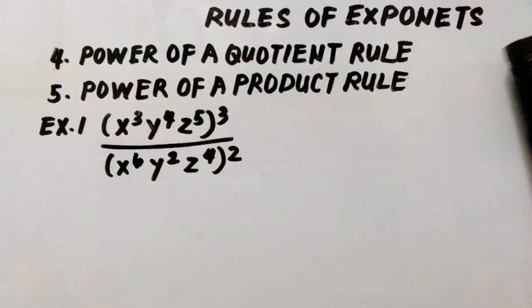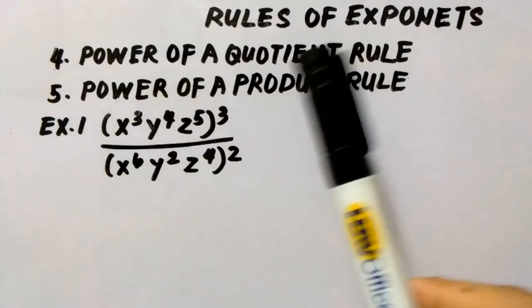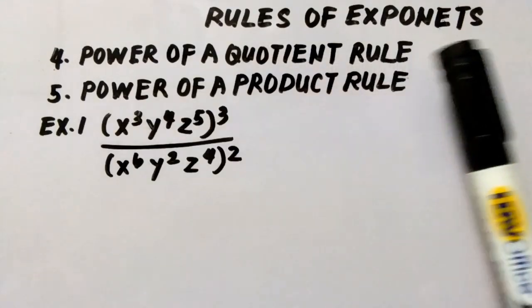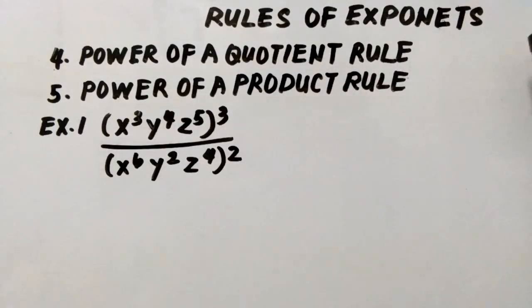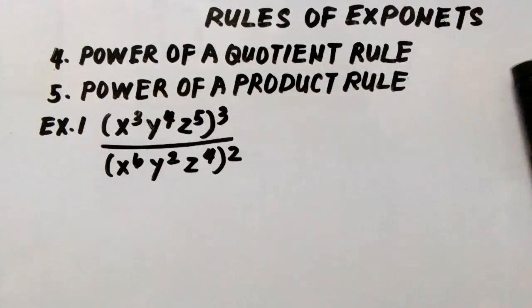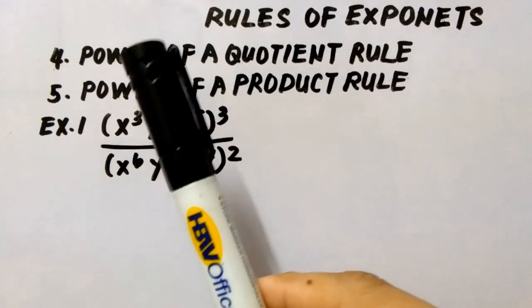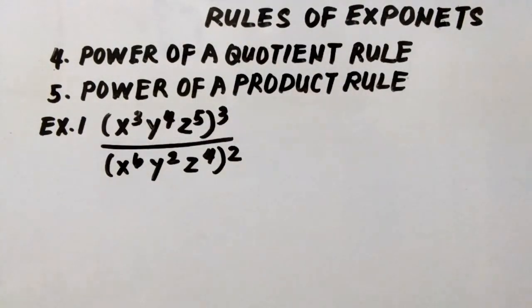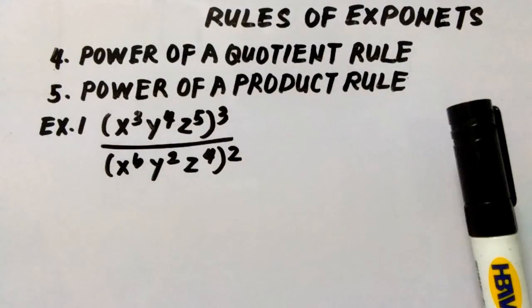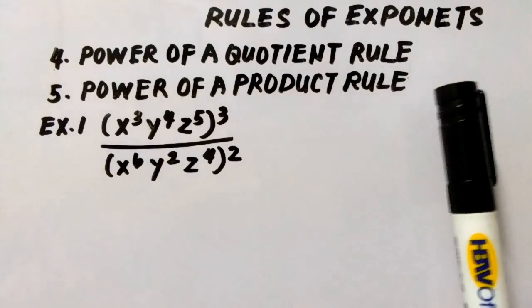Ang topic po nating pag-uusapan for today is rules of exponents o yung tinatawag pong laws of exponents. Last time, ang pinag-usapan po natin is rules of positive integral exponents. Meron po tayong tatlong rules po na tinalakay doon. Yung first rule po is the zero rule. Second is the product rule. And the third is the quotient rule.